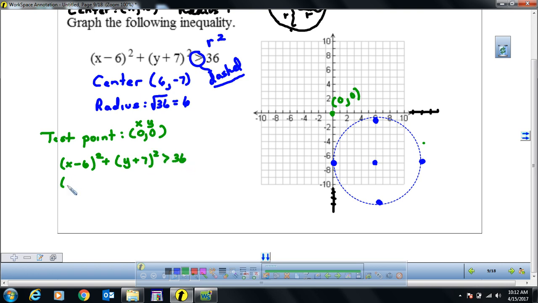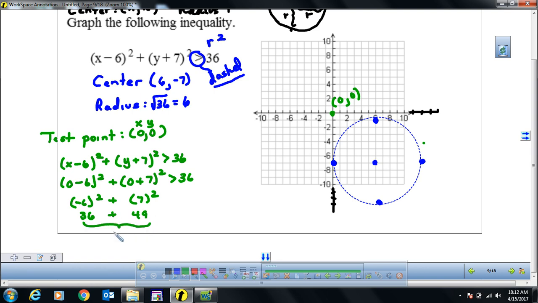So if I replace x with 0 right here and the y with the 0 right here, what are we going to get? Negative 6 squared plus 7 squared, which is 36 plus 49, and that is going to be 85. Greater than 36, and that is true. So what does that mean?